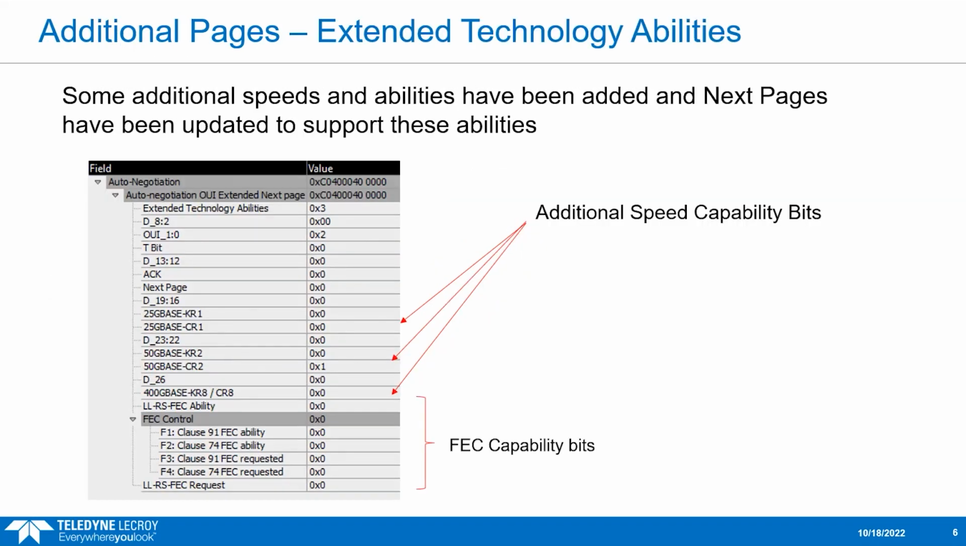So after the message page, we move on to describe the extended technology abilities. With newer devices, some additional speeds and abilities have been added, and next pages have been updated to support these abilities. You'll see here additional speed capability bits like 50 gig base R2 and 400 gig base R8 that you won't see in the base page, so they're put here instead. In addition, you will see additional FEC capability bits. So this is where you can communicate your ability to support RSFEC, KRFEC, and low latency RSFEC. Here you'll also have the ability to request which of the given FEC types to use.